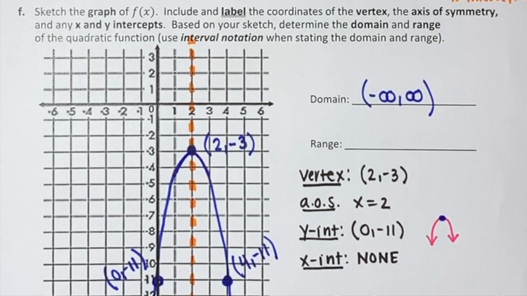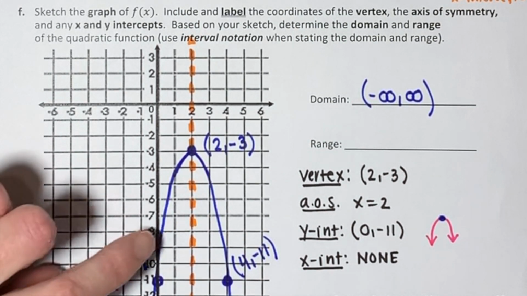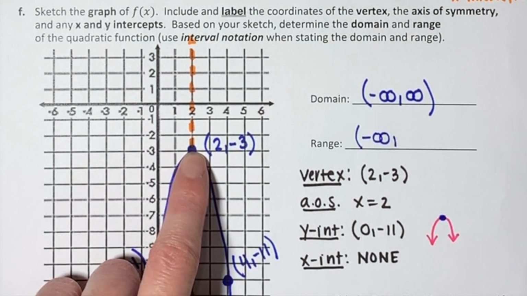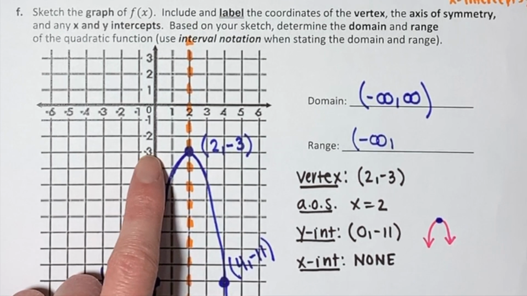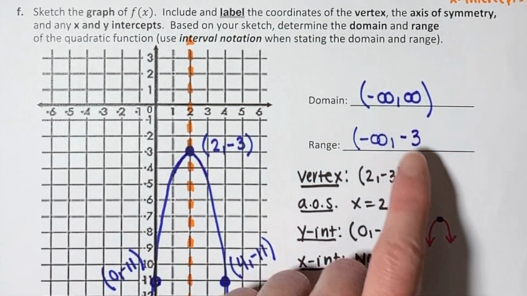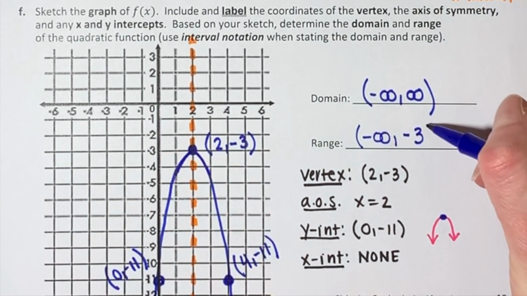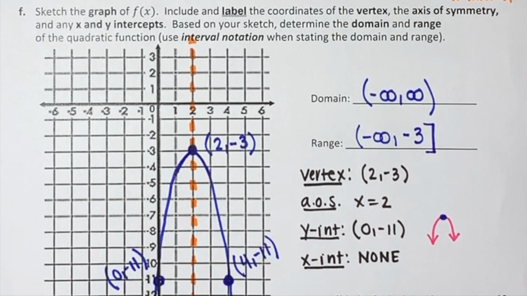Next, for the range, we're looking at the y values. We want to start with the lowest y value on the graph. Well, the graph just keeps going down and down and down. So the lowest y value will be negative infinity. And then we want to state the highest y value. It looks like this is the highest point on our graph, and the corresponding y value is negative 3. And we want to include negative 3 in our range because it's an actual point on our graph. So we use brackets to indicate that we're including that endpoint.